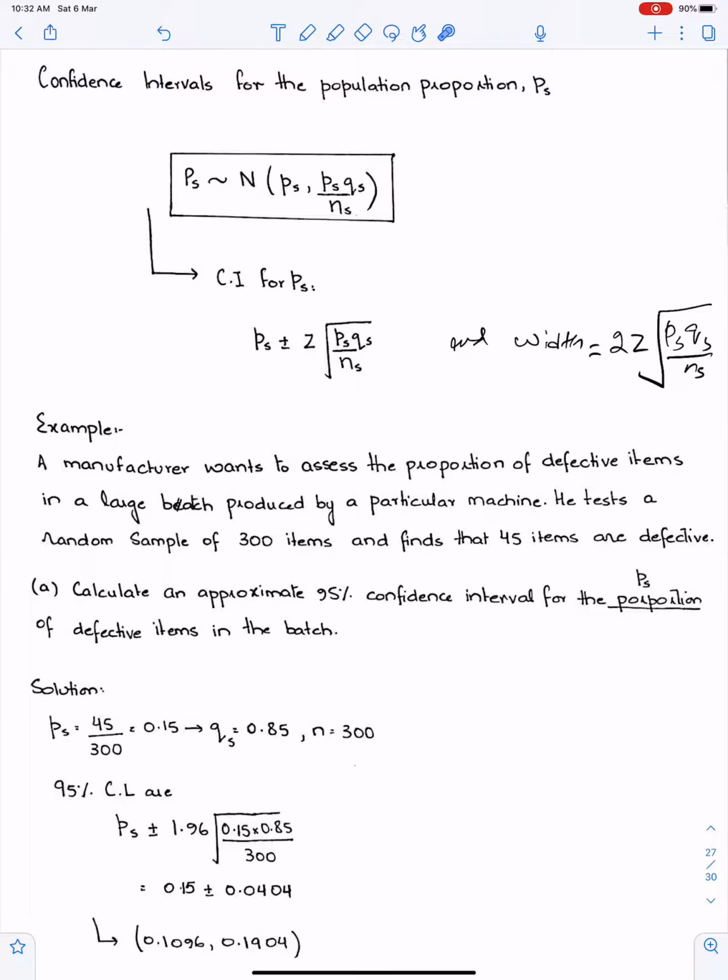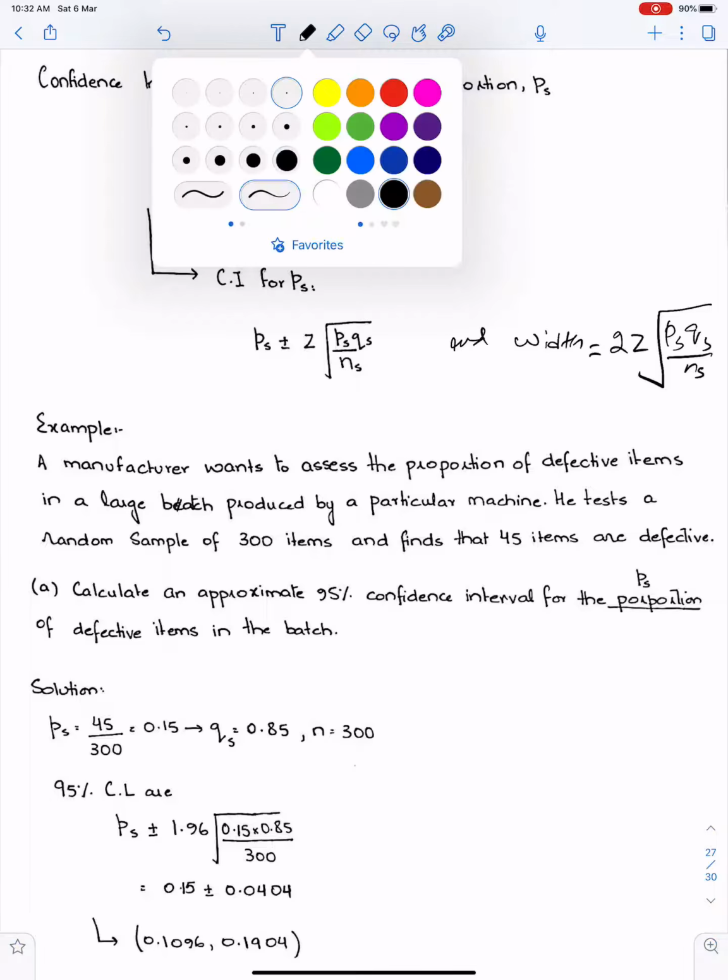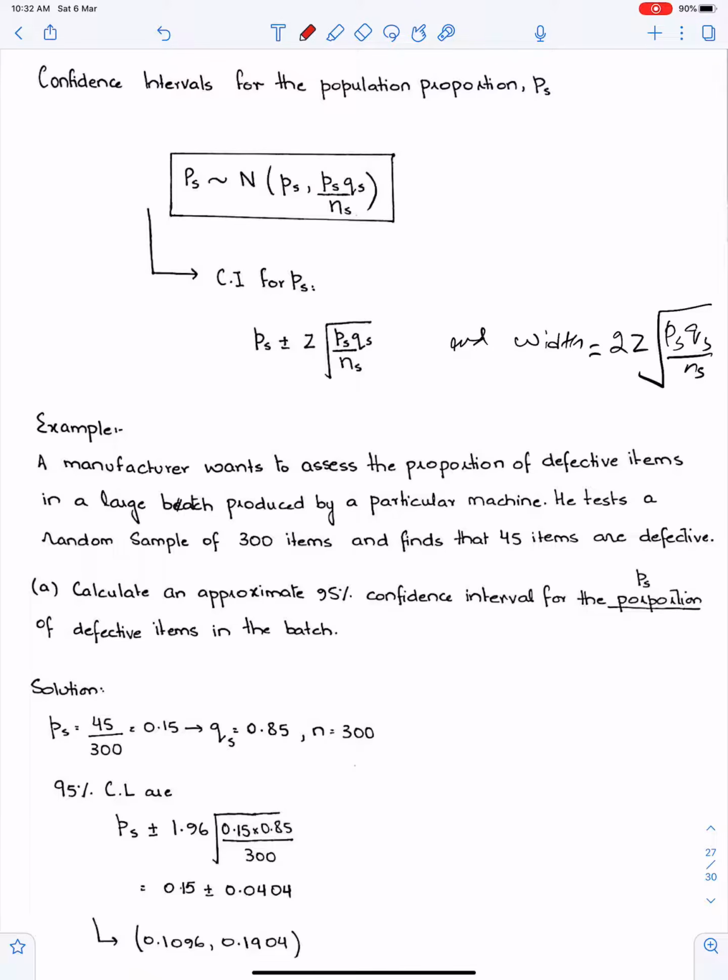Now, example. A manufacturer wants to assess the proportion. Now this is very important. How would you know? You have to use this formula because it's given proportion. This means PS: the proportion of defective items in a large batch produced by a particular machine. He tests a random sample of 300, the sample size. 45 items are defective, so you can get PS easily. It should be 45 over 300. Now we have to construct the 95% confidence interval for the sample proportion.